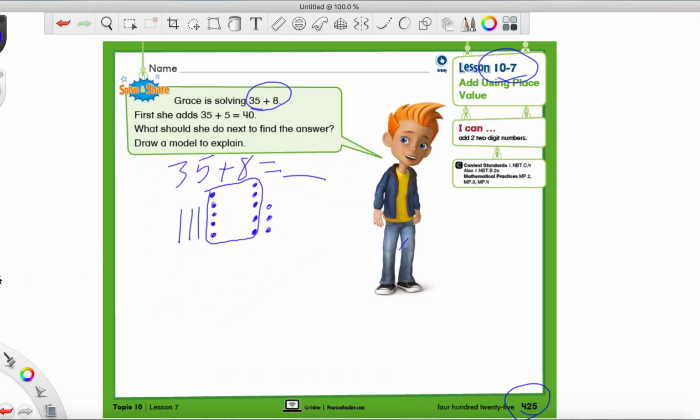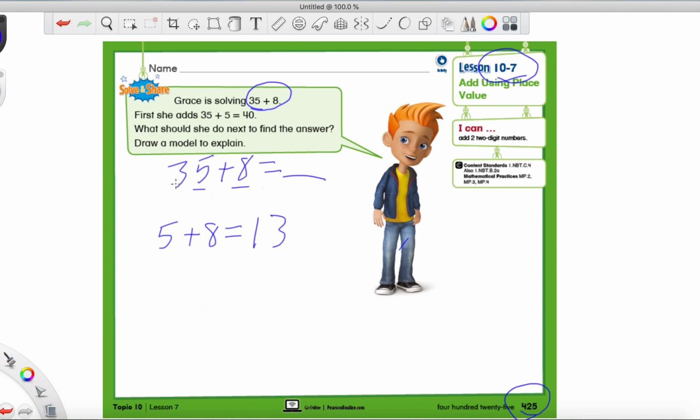So let me clean this up real quick. Another way we could do this is by taking out the tens and ones separately and adding them. I'll show you what I'm talking about. So first, I'm going to take out the ones. So I'm going to make 5 plus 8. Now what is 5 plus 8? Well, 5 plus 8 is 13.